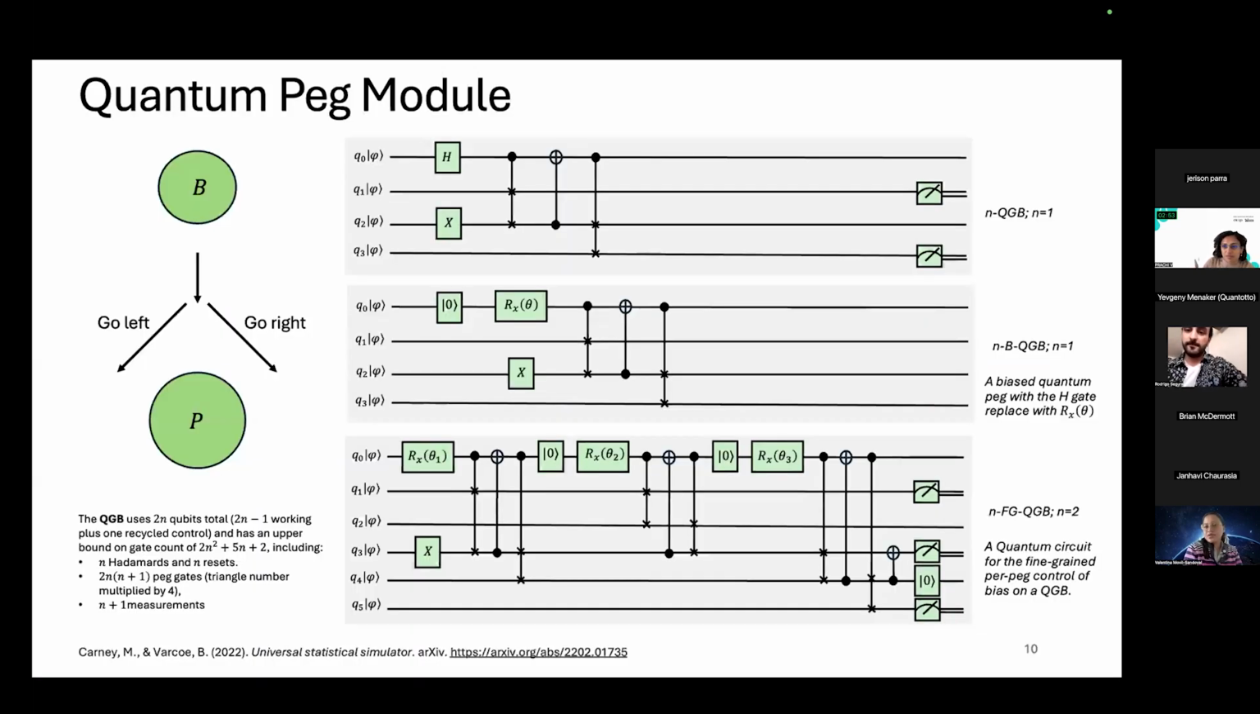Our solution is to extend this idea to a quantum model. Here we can see that the edge gates represent our ball and the Hadamard gate represents a 50-50 chance of going to the right or to the left. If we want to bias this behavior, we just have to introduce a rotation gate that allows us to add a specific probability to the whole peg. We can do that also by adding a different probability to each independent peg.